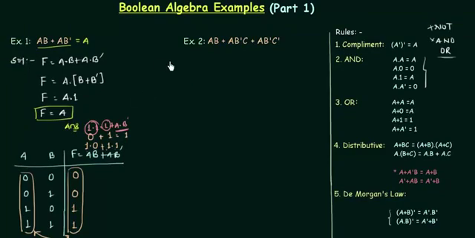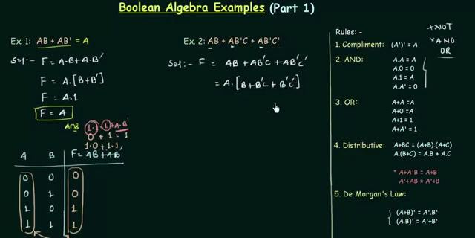Now let's move to solution number 2. In this, the function f is equal to a b or a b complement c or a b complement c complement. Now you can clearly see that this a is common in all the three literals. So I will take a common, and in bracket I have b from here, b complement c or b complement c or b complement c complement.